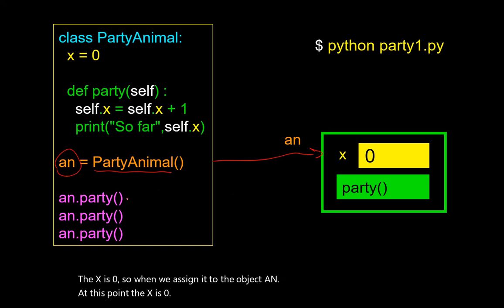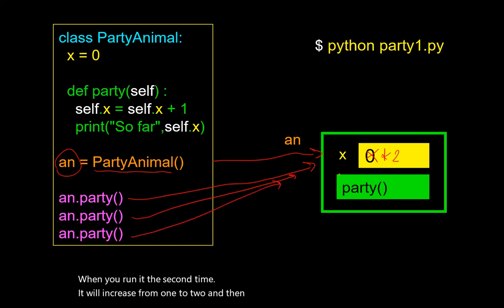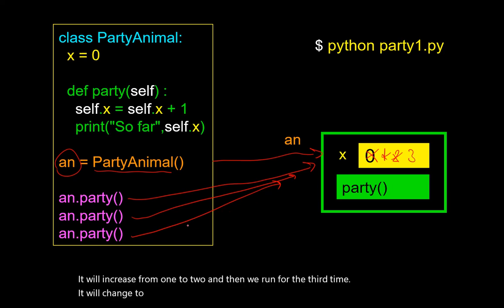So when we assign it to the object an, at this point the x is 0. When we run it for the first time, the x will increase from 0 to 1. When we run it the second time, it will increase from 1 to 2. And when we run it for the third time, it will change to number 3.